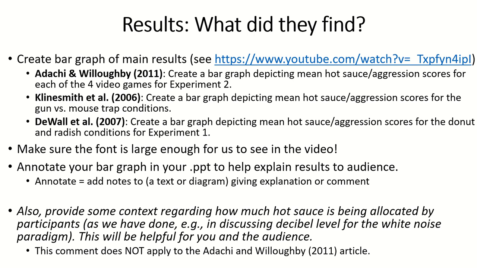And the D. Wall et al. article, they actually provide the weight of the hot sauce. And so you can provide some context regarding how much hot sauce is being allocated to participants in each of the conditions, both in terms of the relative amounts in the conditions, as well as the difference between the two conditions, right? You should be able to contextualize that for us as the audience.